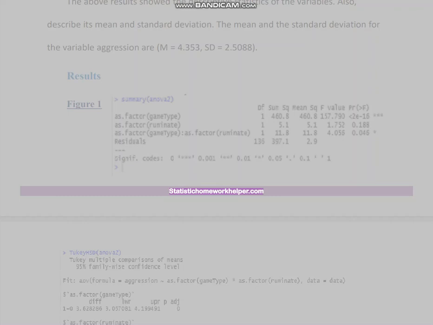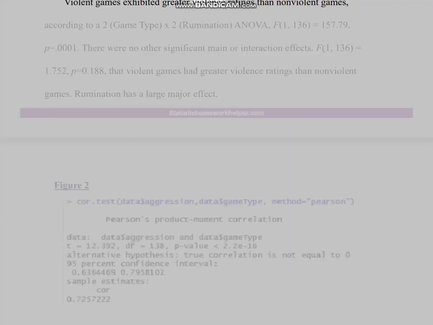Violent games exhibited greater violence ratings than non-violent games, according to a 2 (game type) X 2 (rumination) ANOVA, F(1, 136) equals 157.79, p equals 0.0001. There were no other significant main or interaction effects, F(1, 136) equals 1.752, p equals 0.188. That violent games had greater violence ratings than non-violent games. Rumination has a large main effect.